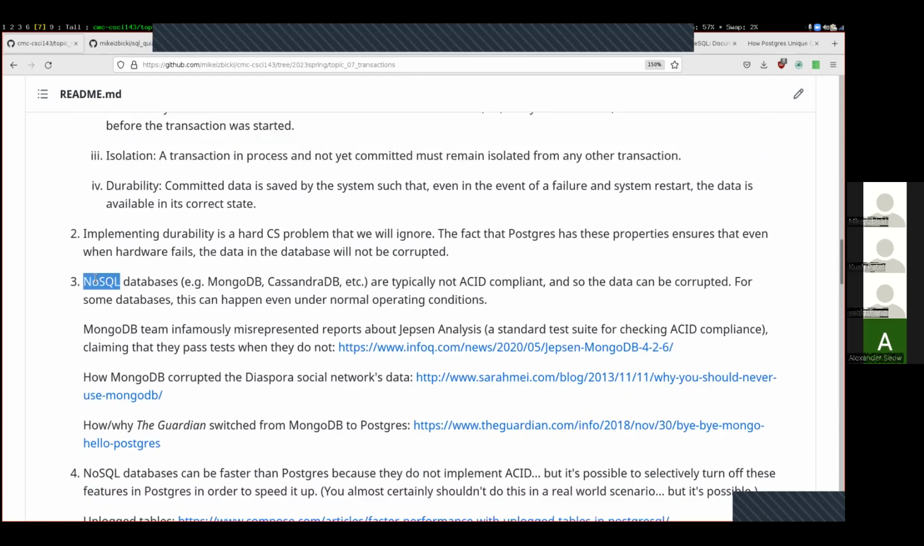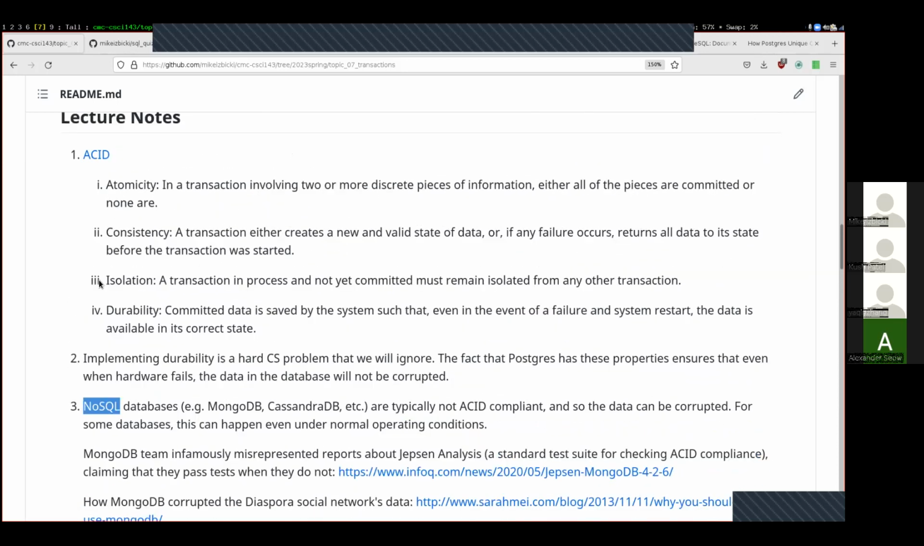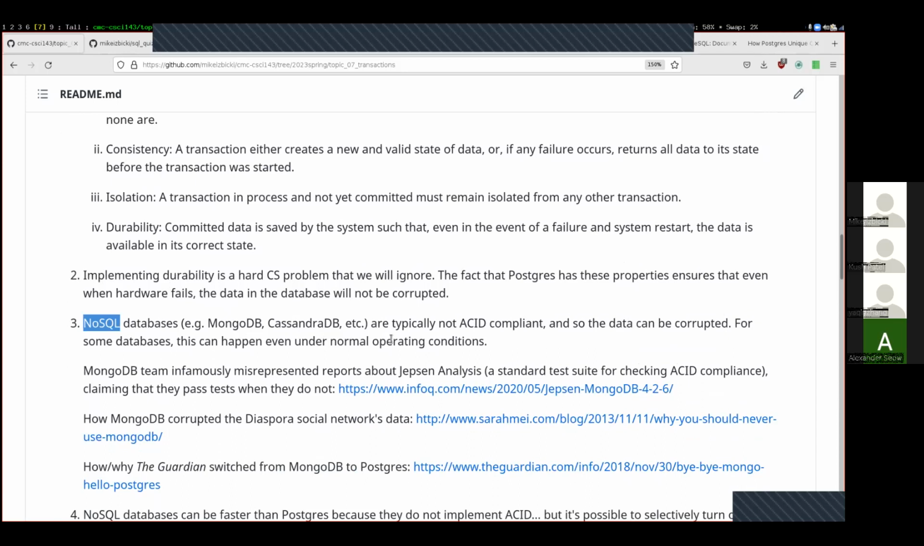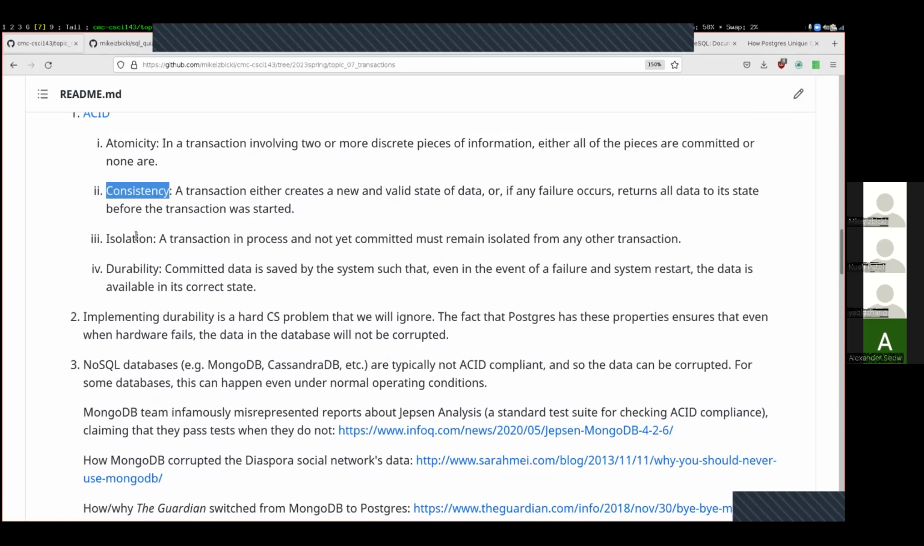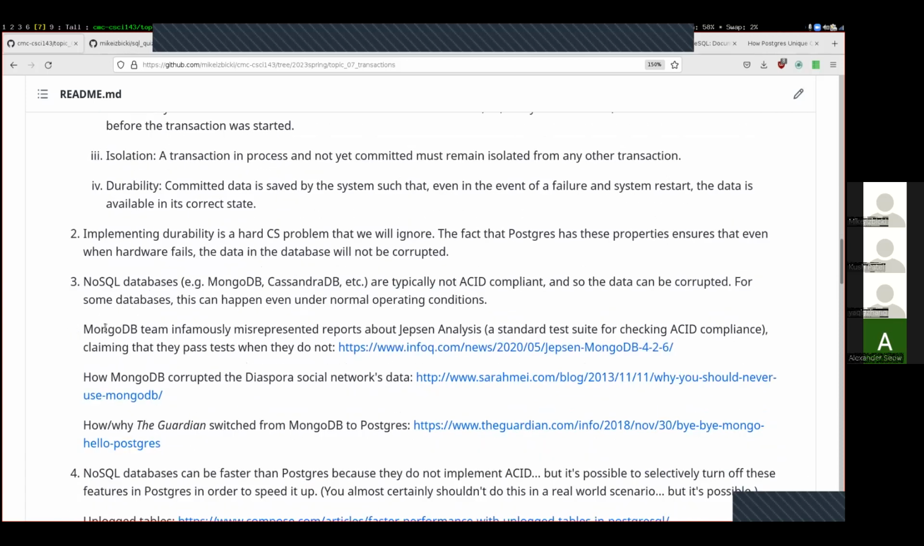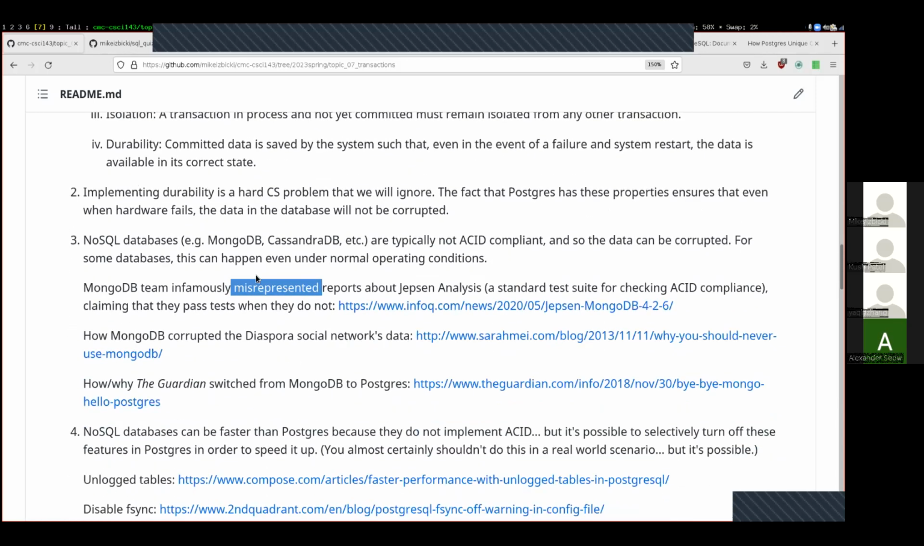I've mentioned NoSQL databases a handful of times in this class. This is really one of the main differences between NoSQL databases and SQL databases like Postgres and MySQL and Oracle and SQLite. NoSQL databases are typically not ACID compliant. So not only do they not offer you the ability to join relations together, they do not offer these atomic, consistent, and isolation guarantees. MongoDB is probably the most famous of these NoSQL databases, and they are also infamous for misrepresenting themselves as having these ACID guarantees when they in fact don't.